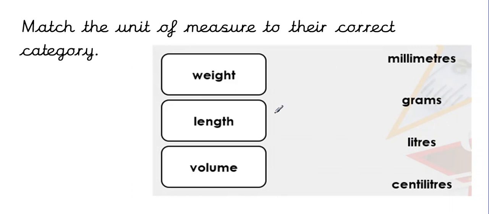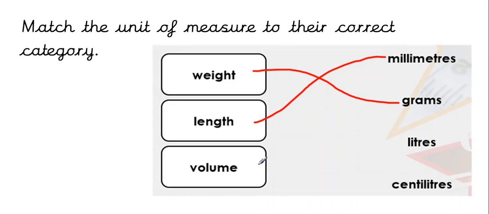So length is probably the easiest one to do. I know that length goes to millimetres because I know that there are millimetres on a ruler and I measure the length of things with a ruler. Weight, so how heavy something is, I'm going to link to grams because if I want to know how heavy a bag of sugar is, for example, it might be 500 grams or it might be 1,000 grams. Volume is the slightly trickier one.